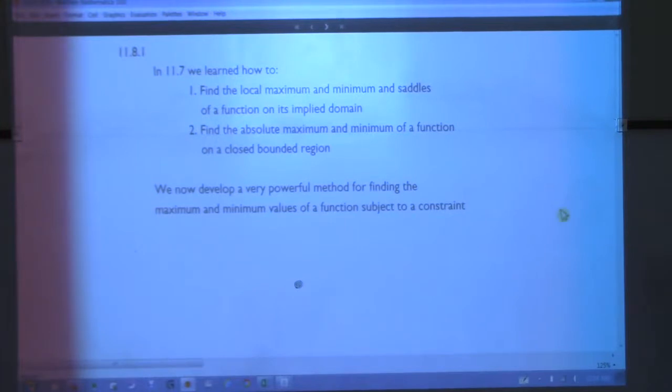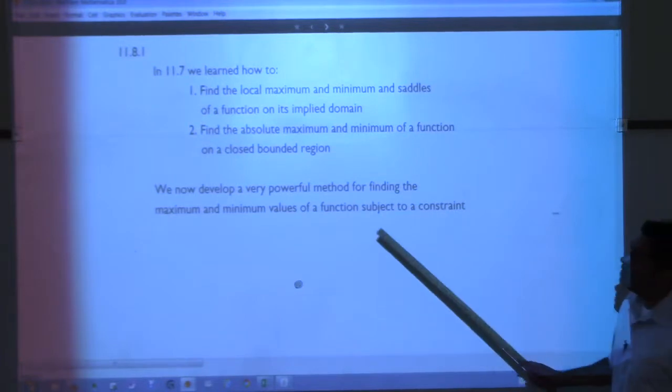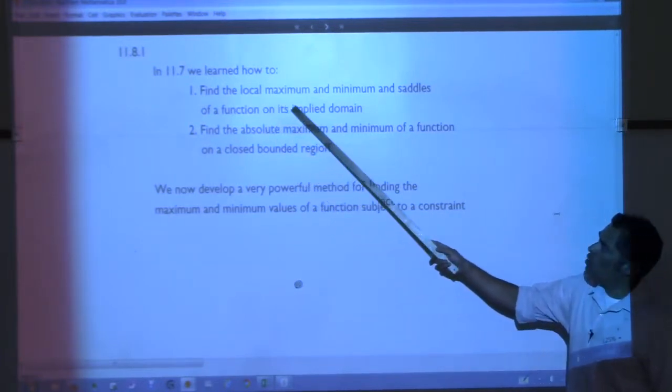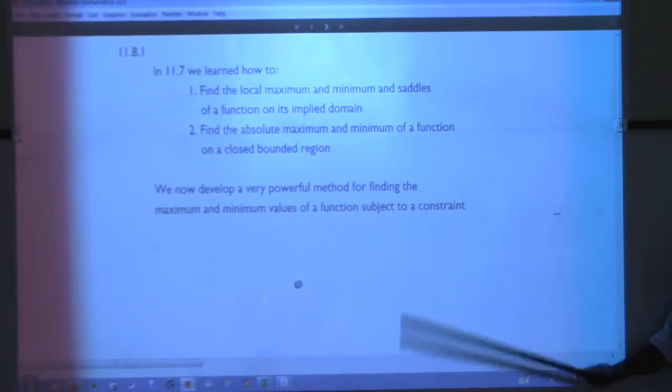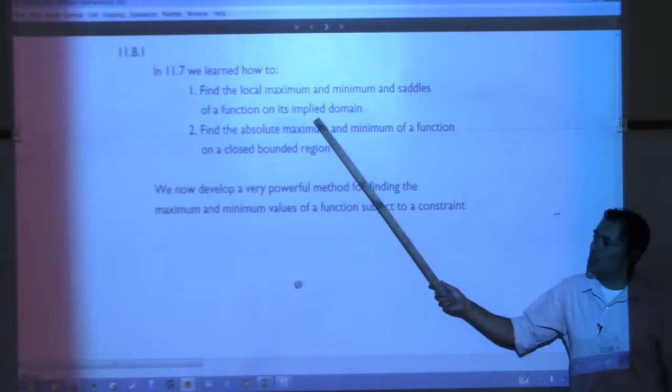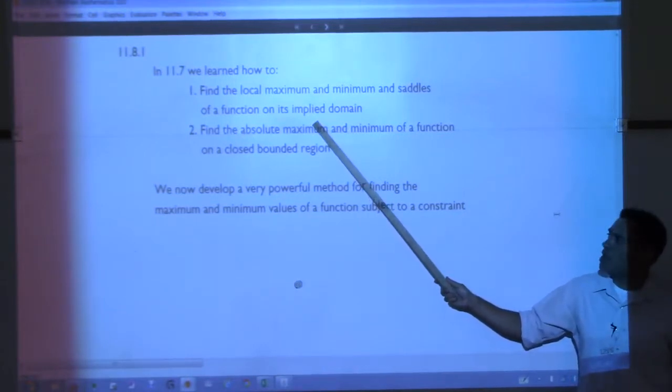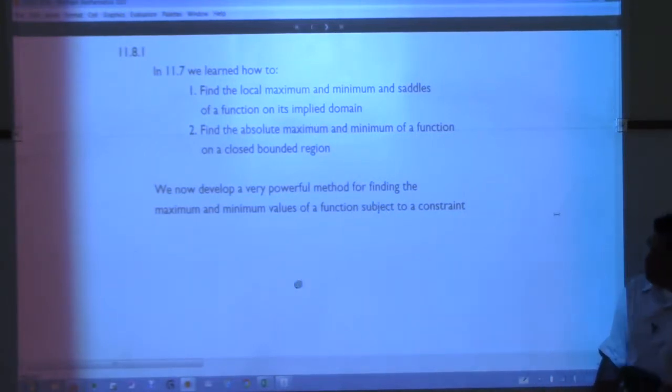All right, so what we learned in 11.7 were two different topics. We said that if we have a function of two variables, we can find the local maximums and minimums and saddles of that function, and that we use the capital D. We calculated capital D to do that. And that was just looking for local max, mins, and saddles on the function's implied domain. Now, in the second part, we were trying to find the absolute max and mins of a function on a closed bounded region. That's where you had to travel around the edges and check on the inside and compare the points. So those were the two things.